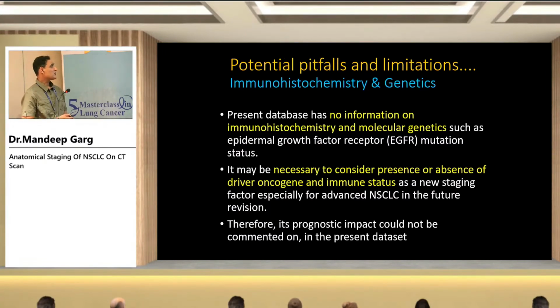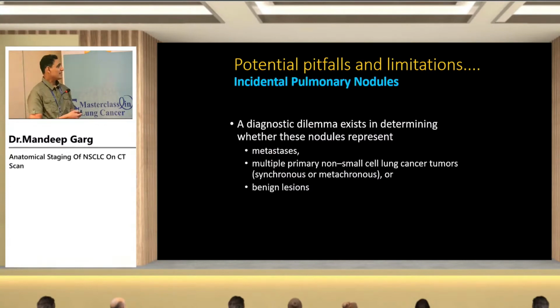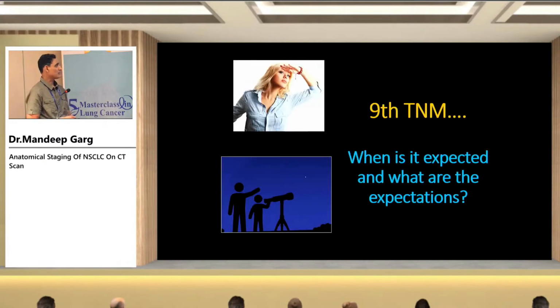Then the present database used in 8th TNM does not provide any information on immunohistochemistry and molecular genetics, such as EGFR mutation. We also need to consider the presence or absence of driver oncogenes and immune status, which is again missing in this 8th TNM. So the prognostic impact is limited based on the 8th TNM staging. Then another issue is when we see incidental pulmonary nodules, we do not know whether these are metastases, synchronous or metachronous lung tumors, or benign lesions. So the diagnostic dilemma continues when we see these kinds of incidental pulmonary nodules.